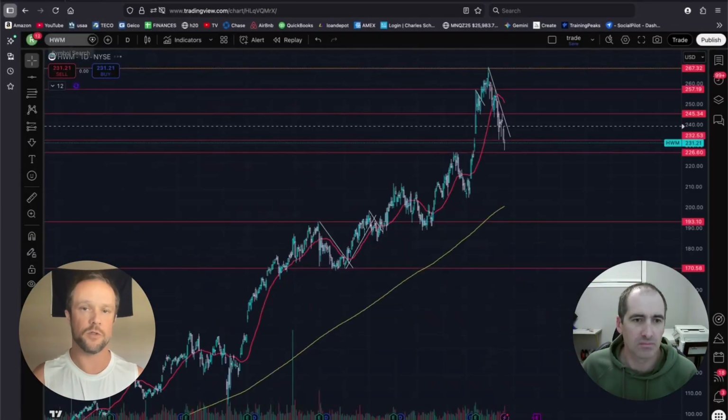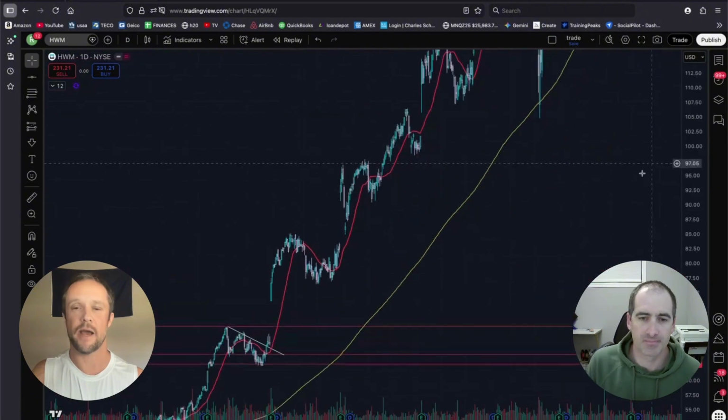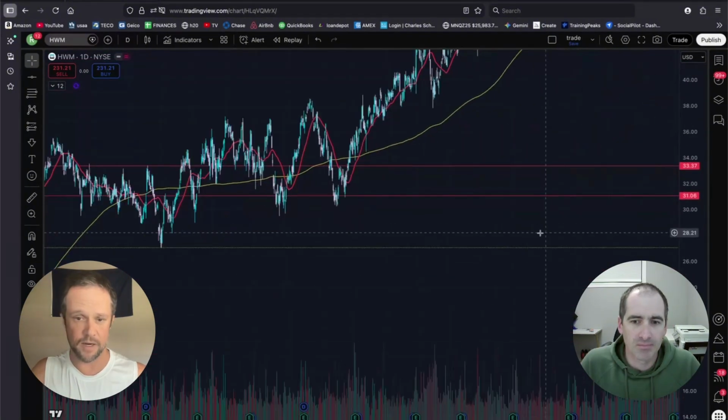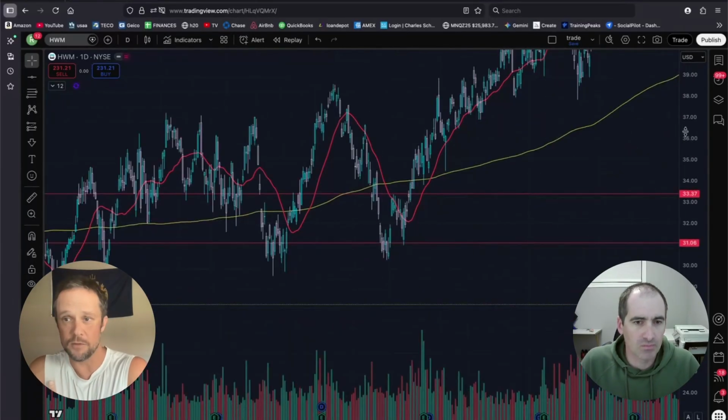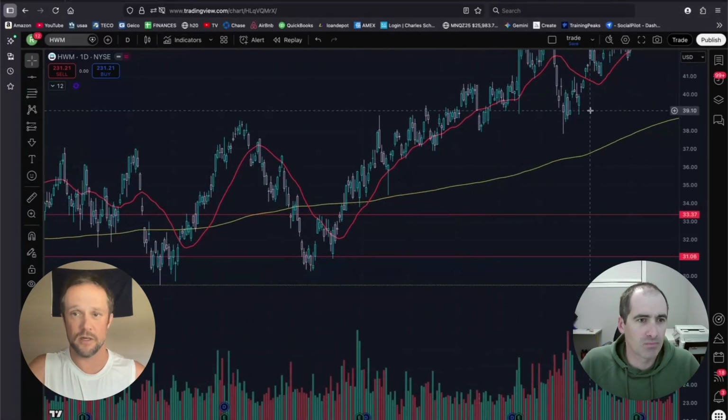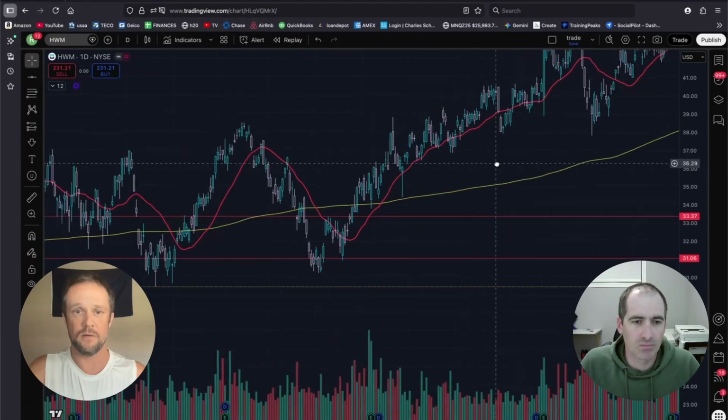First one, we'll go to HWM. This is Howmet Aerospace. This, I think, is a good spot right here. So we're going to look at the end of 2022. So a couple of levels here, but I'll walk through this. And then there's another one further up we can look at, and I'll see what you would think about it.